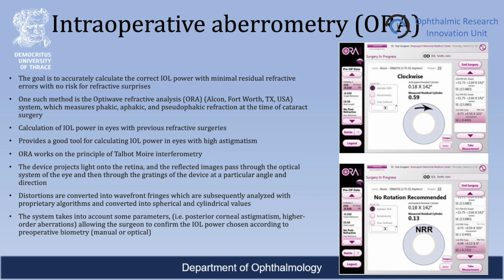ORA works on the principle of Talbot-Moiré interferometry. The device projects light onto the retina, and the reflected images pass through the optical system of the eye and then through the gratings of the device at a particular angle and direction. Distortions are converted into wavefront fringes, which are subsequently analyzed with proprietary algorithms and converted into spherical and cylindrical values. The system also takes into account some parameters, such as posterior corneal astigmatism and higher-order aberrations, allowing the surgeon to confirm the IOL power chosen according to preoperative biometry.